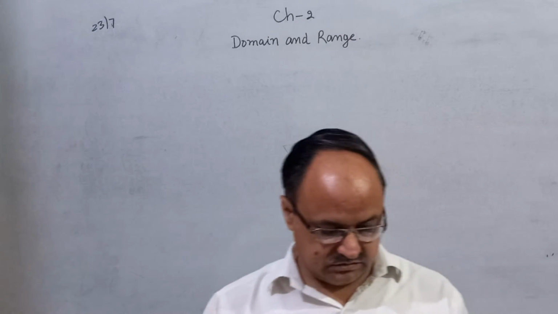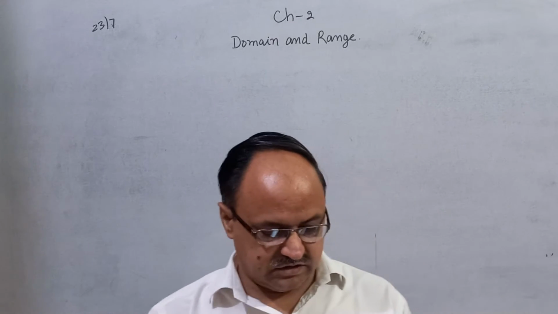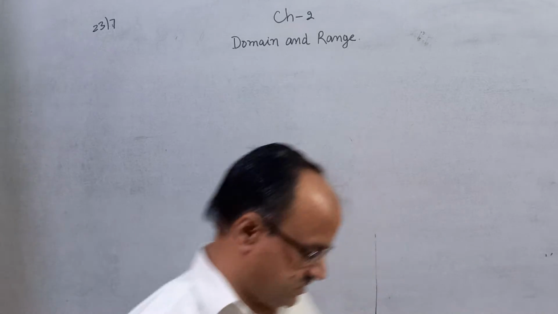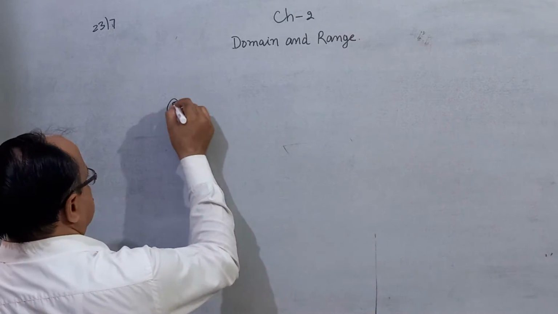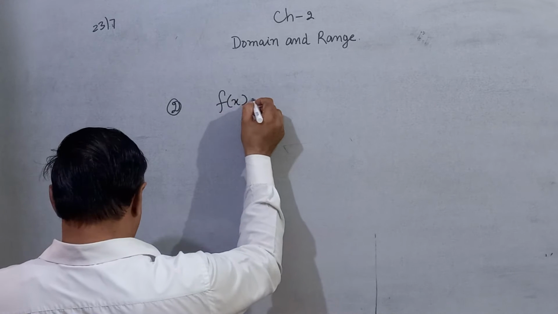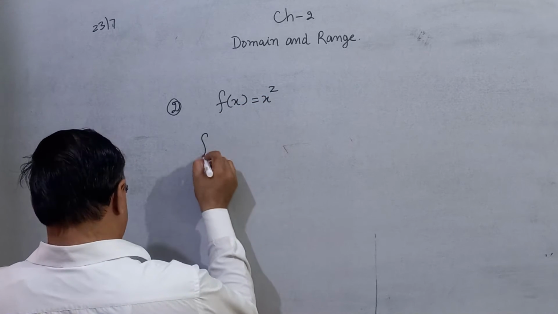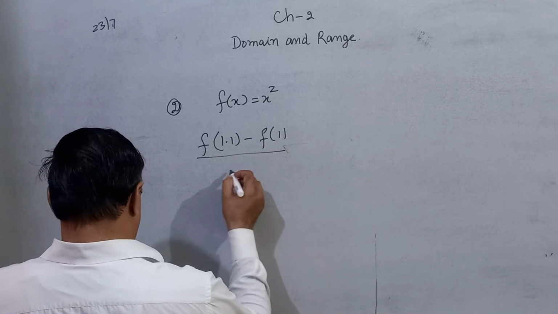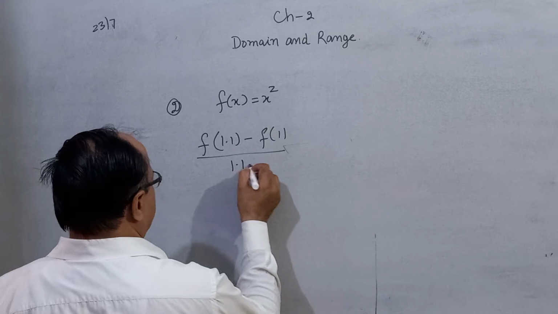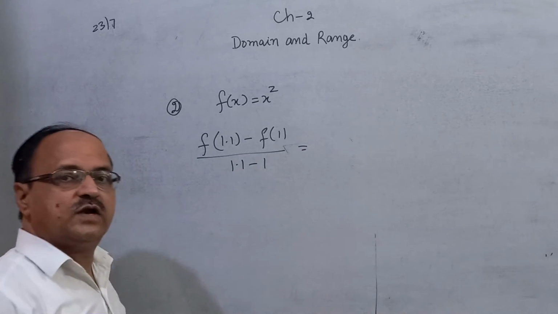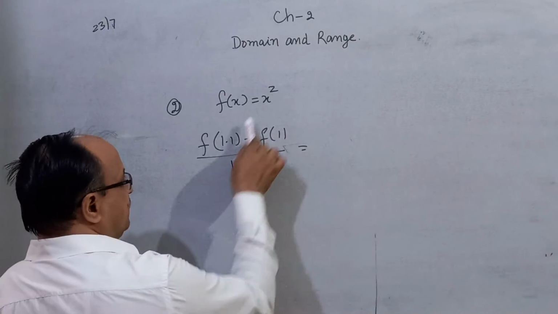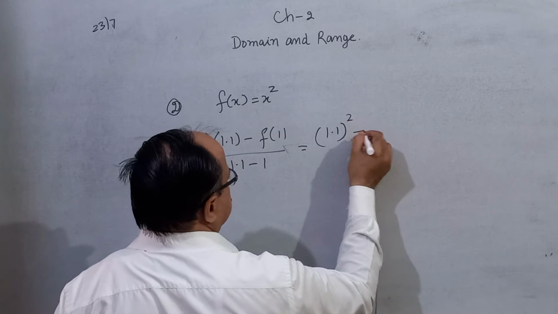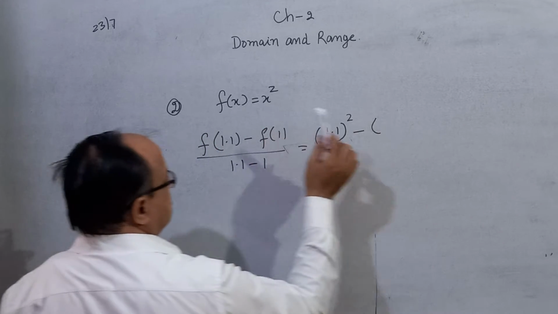Second question, very easy. You can solve it yourself just by putting in the value. f of x is equal to x square. Find the value of f of 1.1 minus f of 1, divided by 1.1 minus 1. F of 1.1 means put this value here, so you get 1.1 whole square, and put the value here because it is a function.